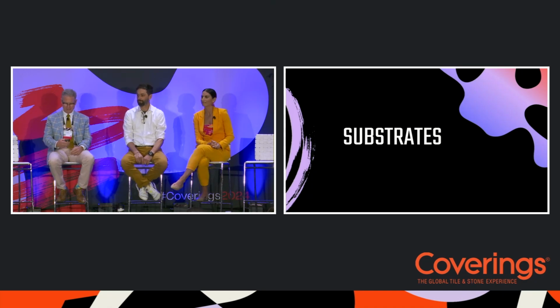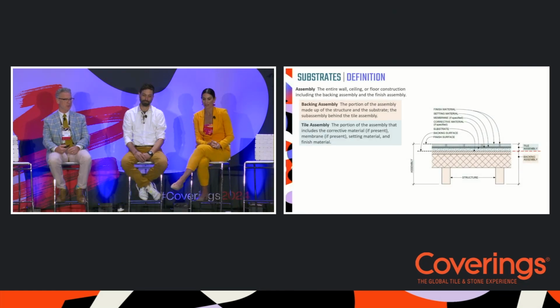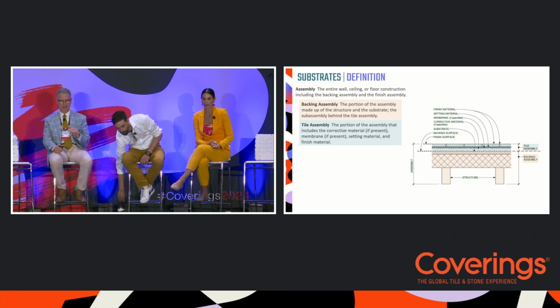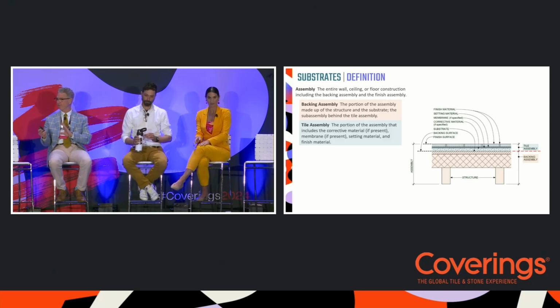Okay. All right, so we've talked pretty much all so far about tile. Now we're going to talk about something that's not tile. It's equally as important as the tile, and that is the substrate, what you're putting the tile on. So when we think of an assembly, whether it's a wall or a floor, and this diagram actually applies to either one, we've got the backing assembly and we've got the finish assembly or the tile assembly.